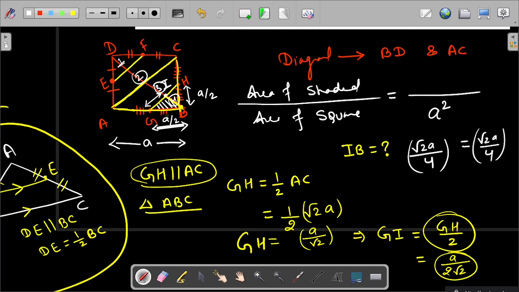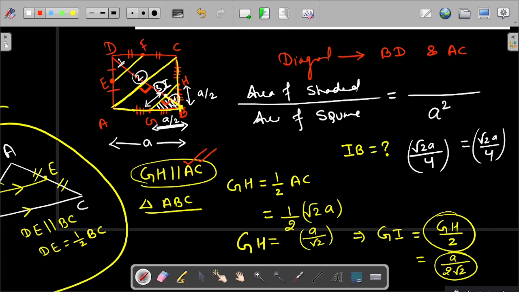Now please listen, I'm telling you that the angle between GI and IB should be 90 degrees. Why? Let me explain. Do you know that the diagonals of a square are perpendicular? And I have told you that GH is parallel to AC. I have already explained this. So if AC and DB are perpendicular, why not GH and DB being perpendicular?